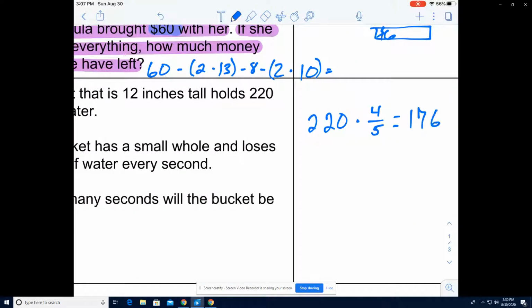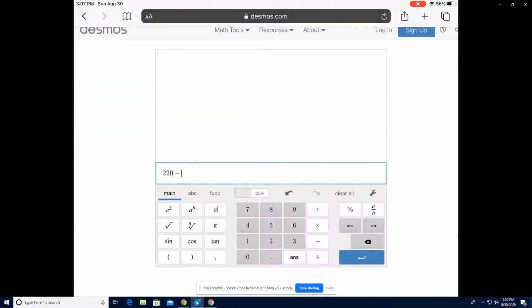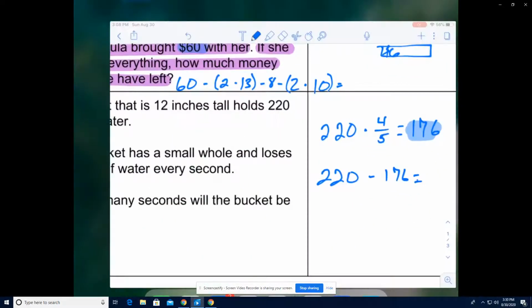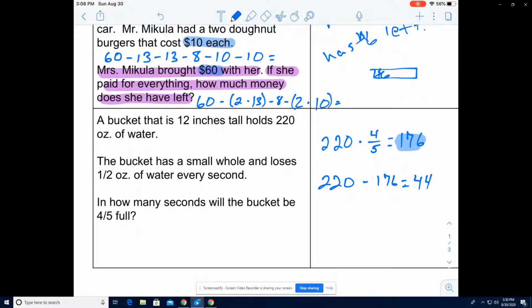176. And so now that I know how much water's left in the bucket, I can figure out how much drained out. So then the next part would be to do 220 minus 176. That, and I'm going to do in the calculator too, 220 minus 176 equals 44. So 44. So it lost 44 ounces. Now I know how much water was lost. I can figure out how many seconds.